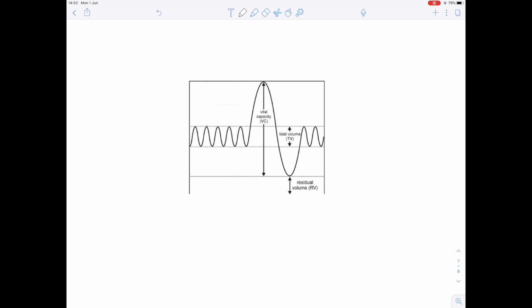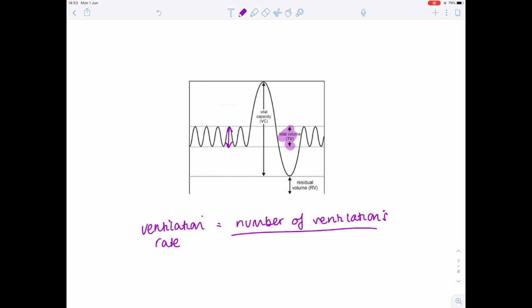And this is the sort of reading you might get off a spirometer. Notice we have our tidal volume here. The residual volume down here is the volume of air which it is impossible to exhale from your lungs. Now notice, in terms of finding out the ventilation rate, you do the number of ventilations divided by time. Notice the volume goes on the y-axis, time goes on the x-axis.